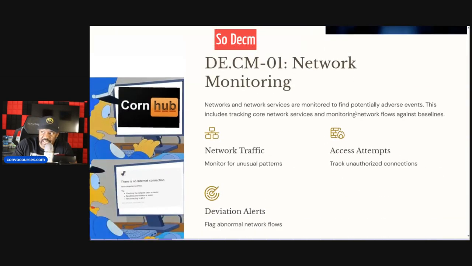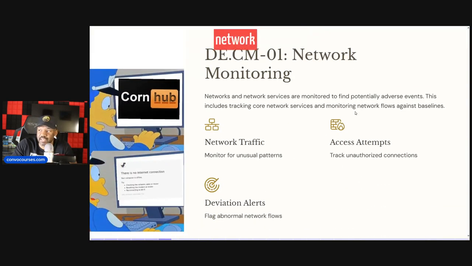So DE.CM-01 is network monitoring. Network monitoring is something I did professionally for a year, a couple of years, where I was actually a SIEM engineer. I did something called ArcSight. You guys probably never heard of it before, but it used to kick Splunk's ass back in the day. But now, not so much. Now, most people are using Splunk or some other variant, and now you have AI, which makes it even easier to do network monitoring, and it's being integrated more and more into this process to make it more effective.